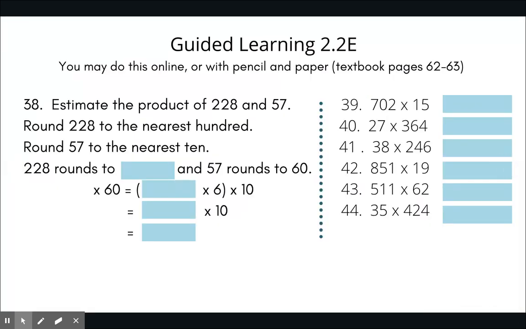Now for these guided learning problems, you are going to estimate the product by rounding and then check your answer. You can find these problems on textbook pages 62 to 63. Go ahead and pause the video, and when you're done solving these problems, check your answers using the answer key, and then unpause the video for the next part of the lesson.